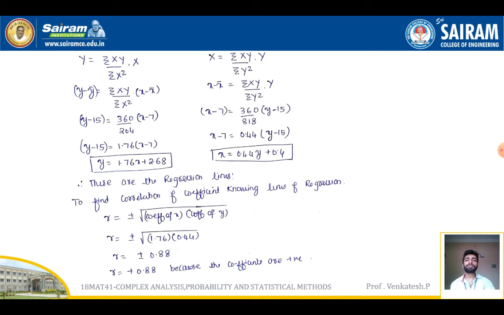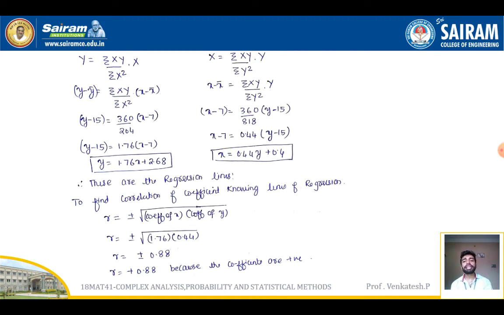Similarly, X on Y also: capital X is equal to summation XY by summation Y square into Y. So x minus x bar is equal to summation XY by summation Y square, into y minus y bar. I'll be getting x minus 7 is equal to 360 by 818 into y minus 15. On simplifying this, I'll be getting the value of x is equal to 0.44y plus 0.4. So these two are the lines of regression, y on x and x on y.